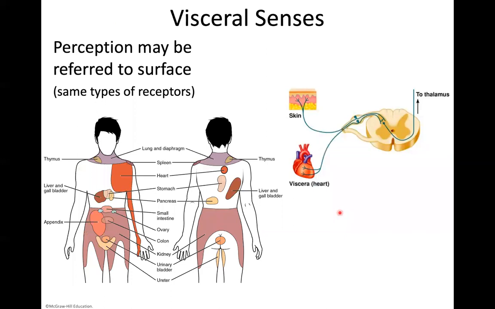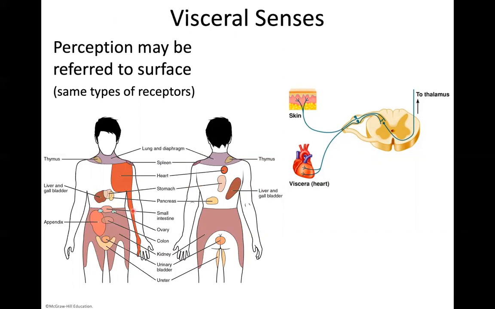I said that the perception can be referred to the surface. What that means is that the perception that you're actually feeling on the inside of the body is perceived at a location other than where it's actually being stimulated. So an example of this is, sometimes people say that when you have a heart attack, then you feel pain down the left arm. So that pain that's actually being felt at the heart is being referred to the surface, and it's felt in the left arm instead of in the heart.